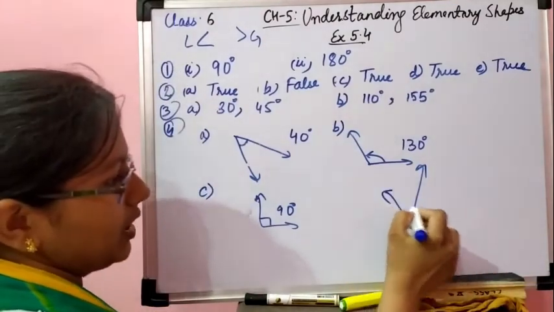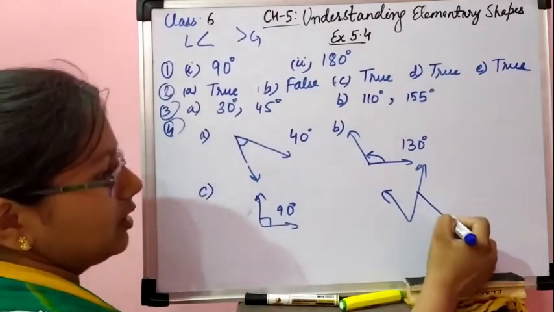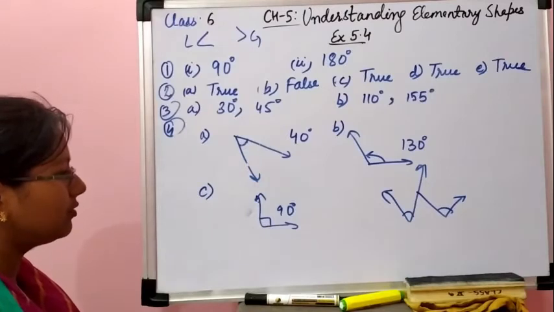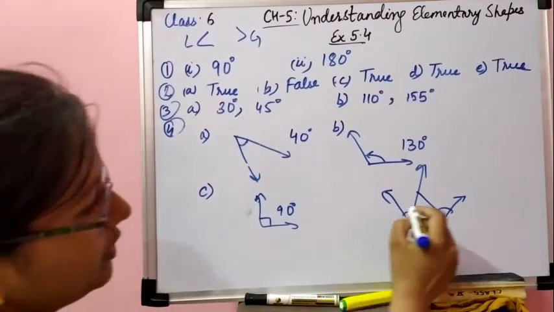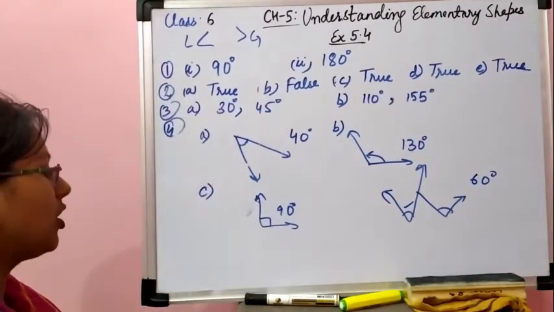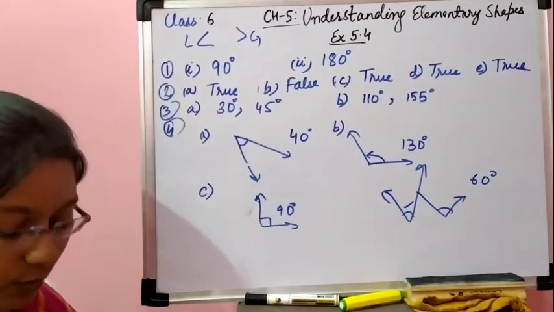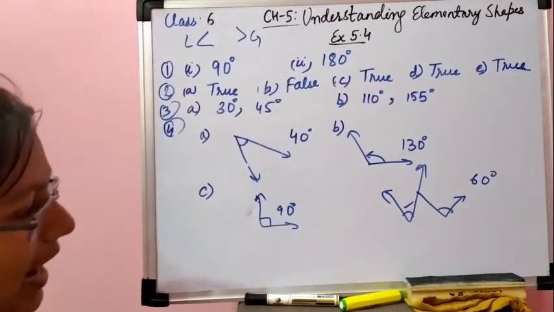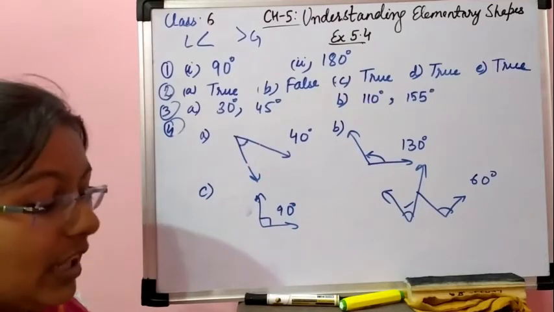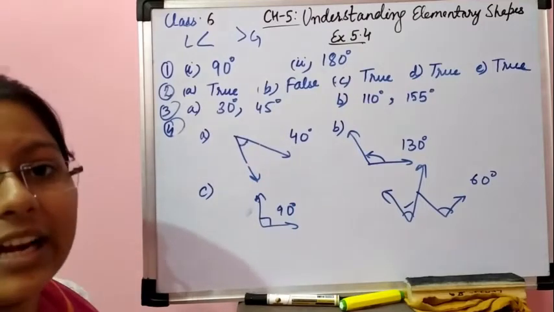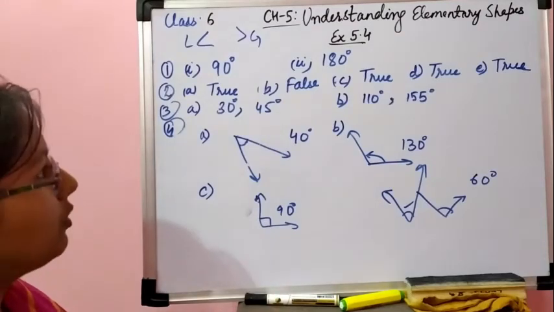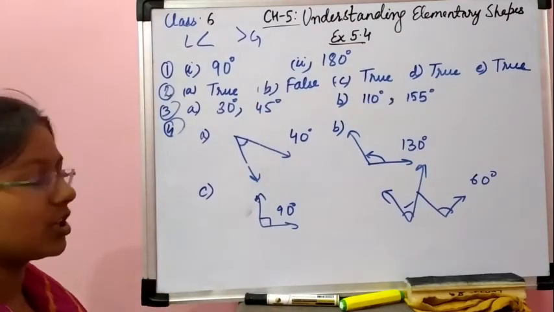In D part, the diagram is made this way. So we have to find out the measurement of these angles. So the value of this angle is 60 degrees. So you can measure all these angles and write what it measures. And by using the protractor, you can choose any one of them as baseline. Just keep in mind whether you have to watch the inside reading or outside reading. That is important. Now we will move to our next question, that is question number 5.